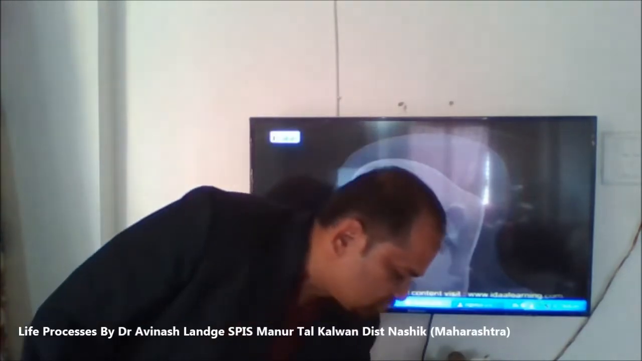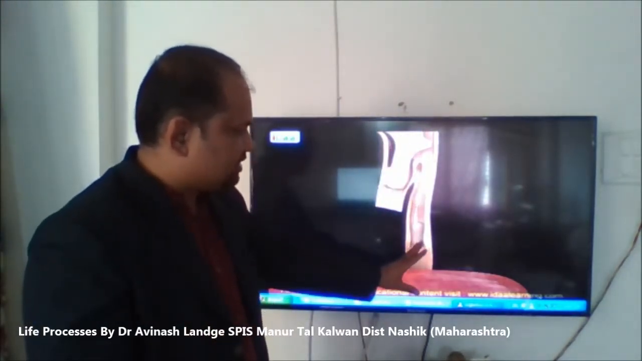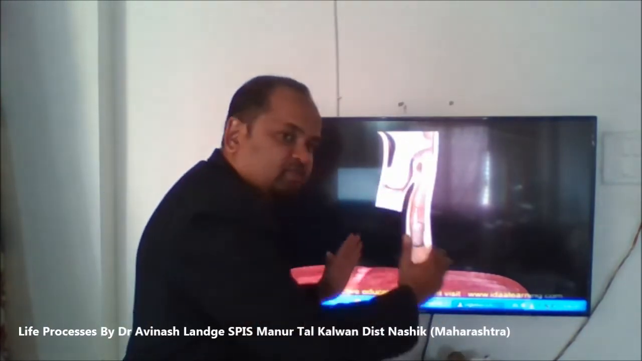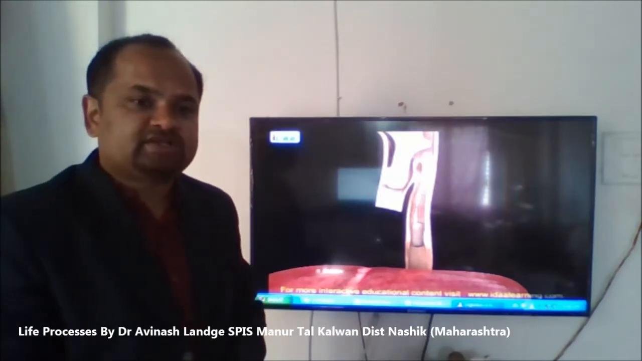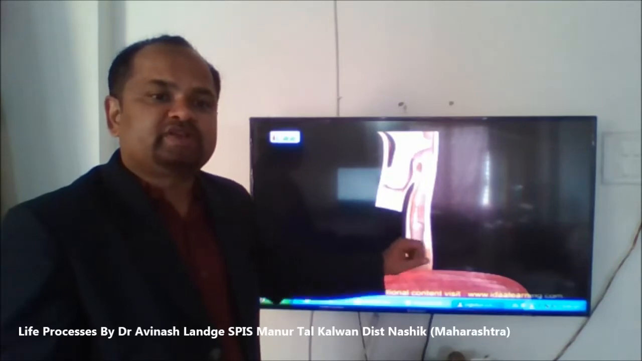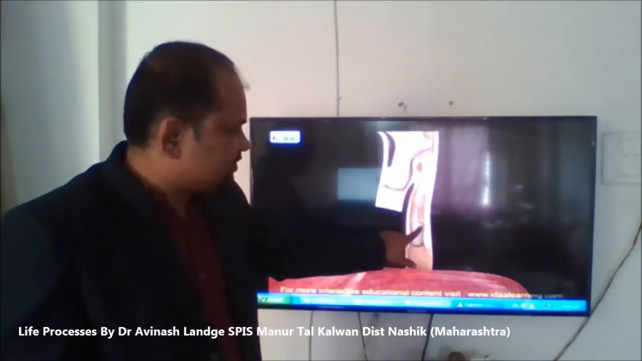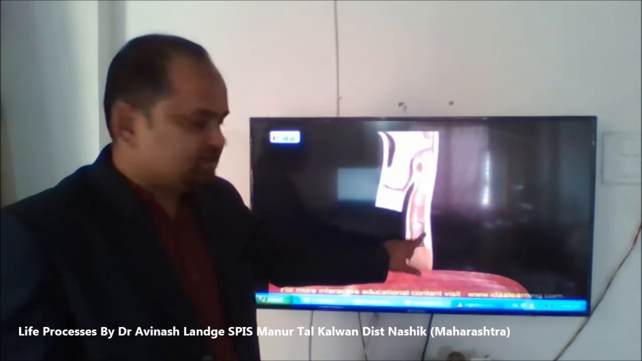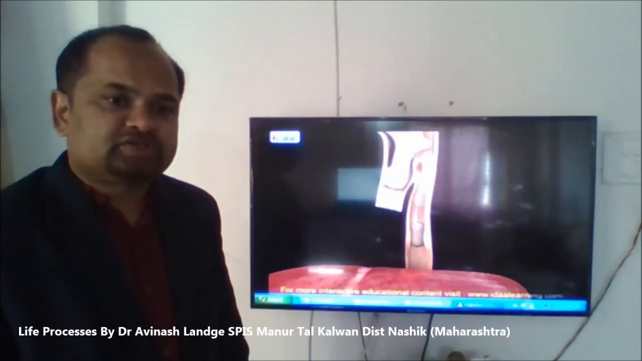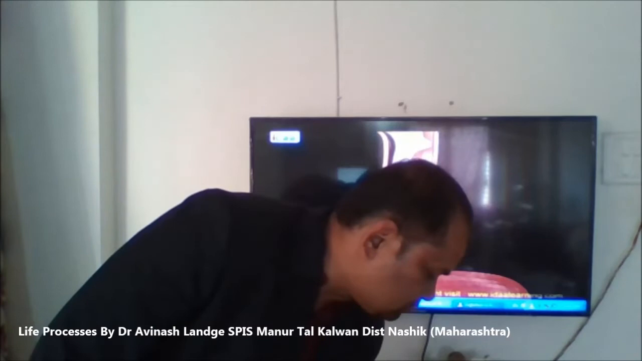Now what happened next in the esophagus? See here, when this bolus comes from the buccal cavity to the esophagus, at that time this food will go with the help of peristaltic movement. This is called peristaltic movement, and this question can be asked: which type of movement is found in the alimentary canal? So peristaltic type of movement. See very closely, you can see this food is moving through the esophagus by the method of peristaltic movement.